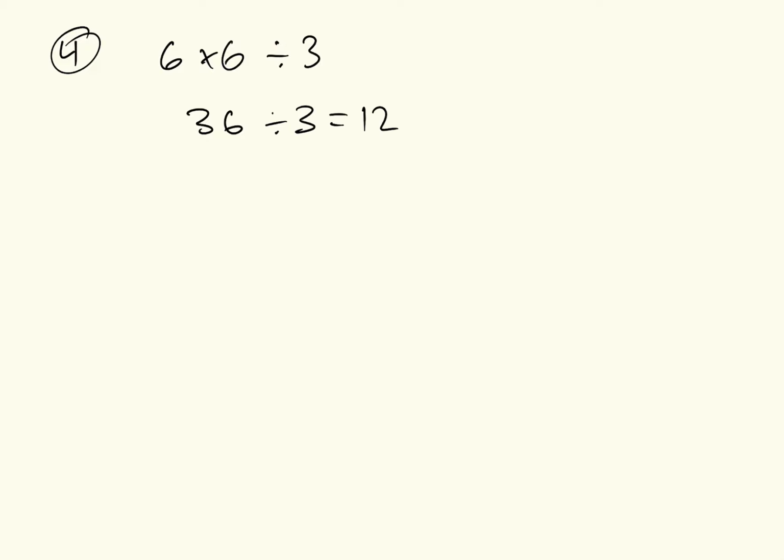Let's try a different example. Let's do 6 times 6 divided by 3. Now pause the video and try to do this on your own. But when you come back, you'll see that this is really similar to the last one. So we just go from left to right because they both have the same priority. And 6 times 6 is equal to 36. 36 divided by 3 is equal to 12. And that's your answer for that.